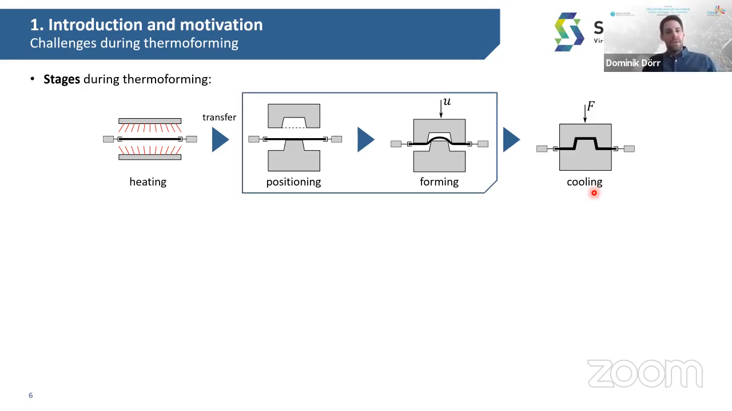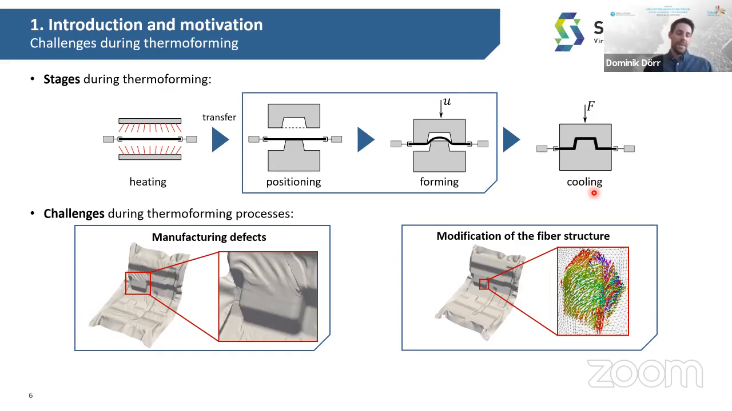If we now have a closer look into this forming step, we can see that we are facing different challenges here. On the one side, we can have manufacturing defects. And the main manufacturing defect in thermoforming processes is wrinkling behavior. We can nicely see this here for this surface scan of this partly formed part, that especially above this corner bending here, we have distinct wrinkling behavior.